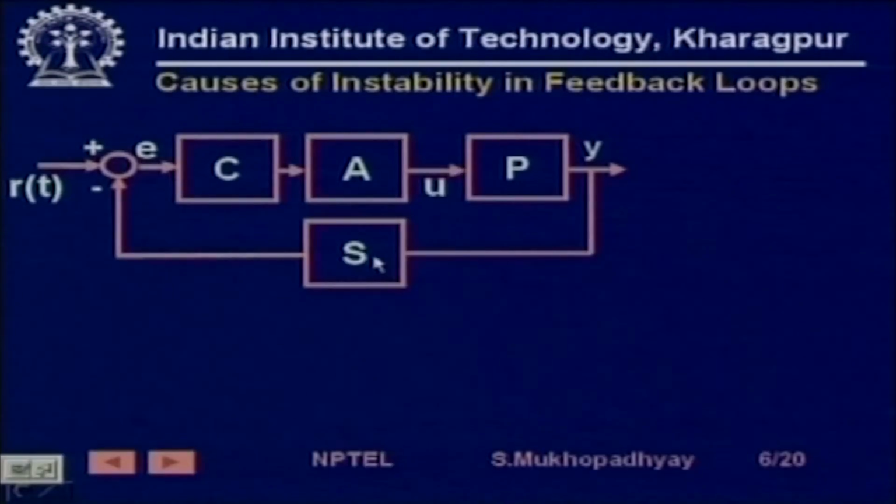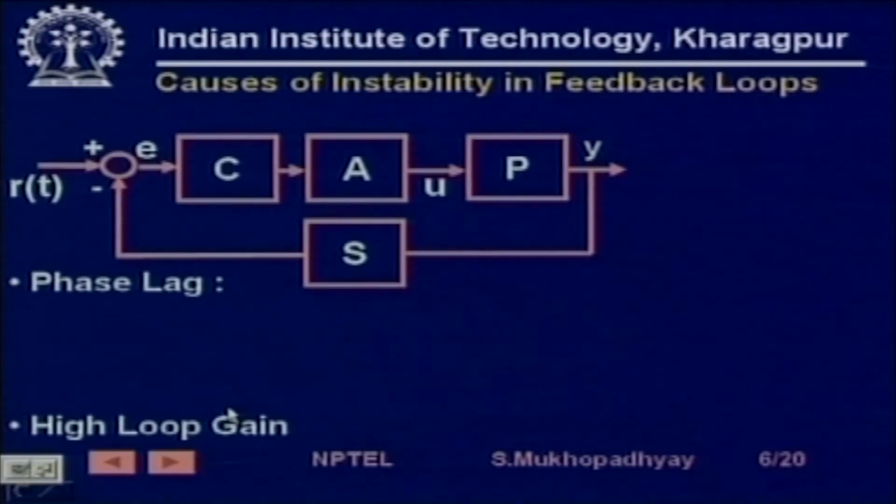So, now let us look at three major causes of instability in feedback loops. How does it occur in a feedback loop? So, what are the causes of instability in this loop? There are two causes, as we know that stability or rather instability is caused by two things.